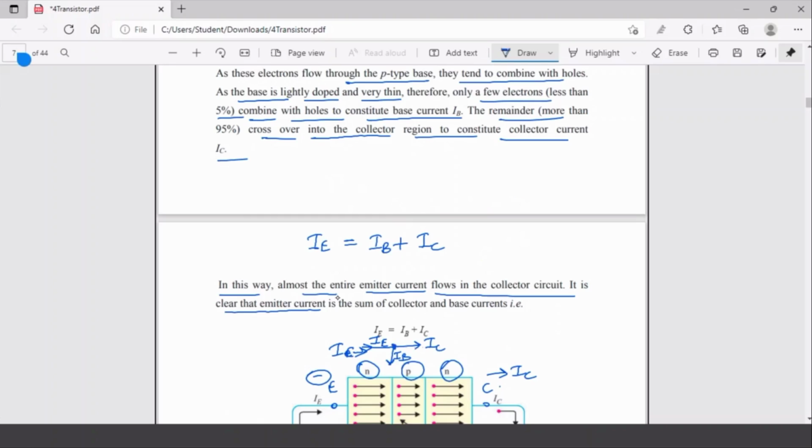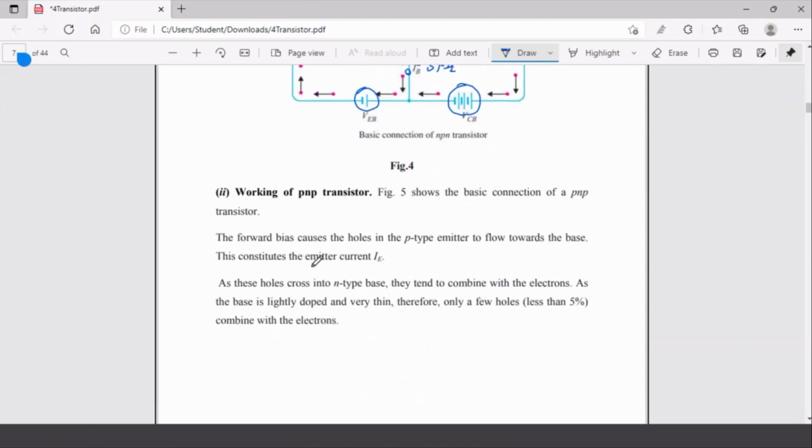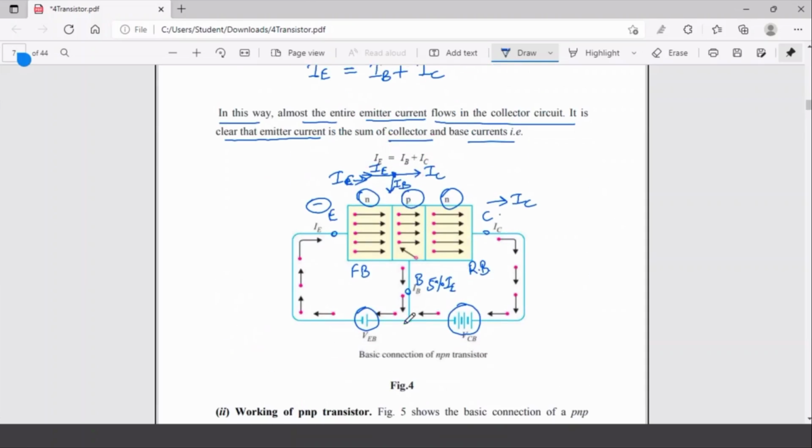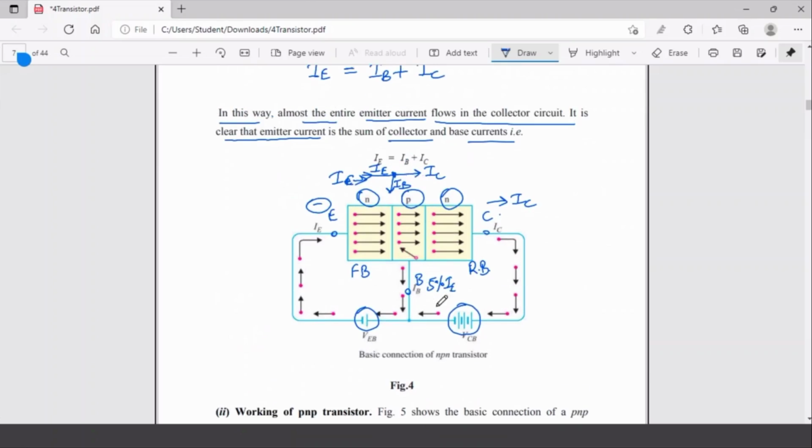This is the overall analysis. IE is equal to IB plus IC, right? But we already know that IB is very small, around 5% of IE, and IC is more than 95% of IE, the input current. The emitter current is almost the sum of collector and base currents. So how do we control this? We control this by controlling the base current. By controlling the biasing, keeping a resistance in the circuit here, we vary the base current, and correspondingly IC is controlled. So that is the basic working.